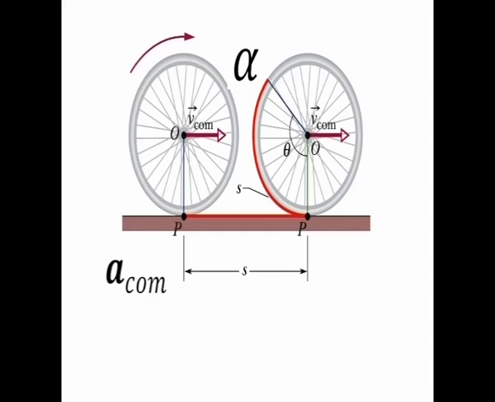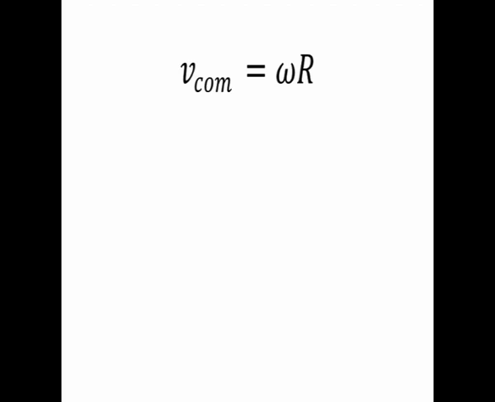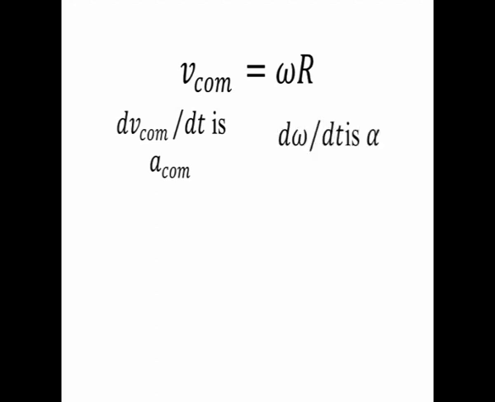We can then relate the magnitudes of the linear acceleration a-com and the angular acceleration alpha by differentiating v-com equals omega r with respect to time, with r held constant. On the left side, d v-com/dt is a-com, and on the right side, d omega/dt is alpha. So, for smooth rolling, we have a-com equals alpha r.